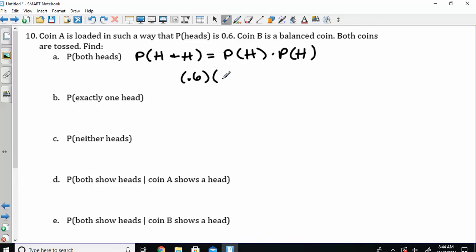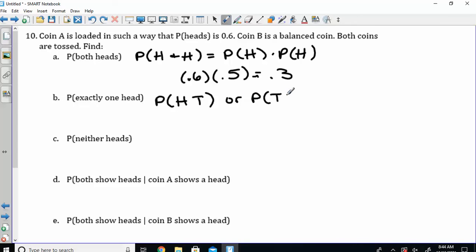So what's the probability of getting a heads on the first? 0.6. What's the probability of a heads on the second? 0.5. So we get 0.3. Because it was balanced, it's a 50-50 for the second coin.